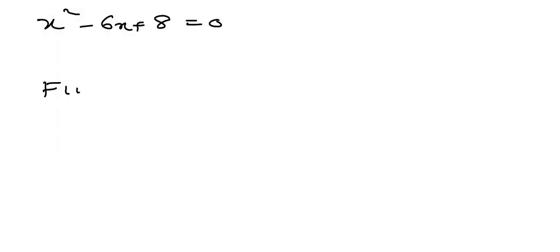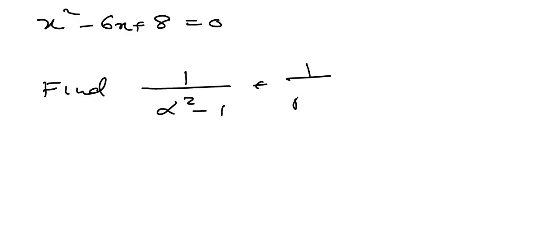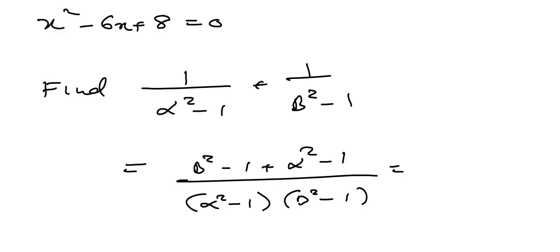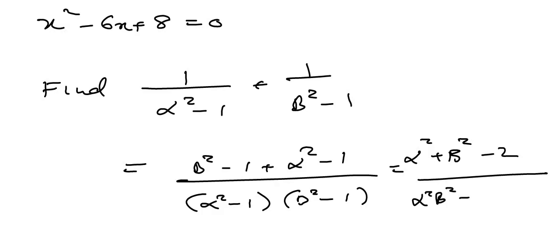If I ask you to find 1 over alpha squared minus 1, plus 1 over beta squared minus 1, we have to combine this. So the common denominator will be alpha squared minus 1 and beta squared minus 1. Then on top, you get beta squared minus 1 plus alpha squared minus 1. This will lead us to have alpha squared plus beta squared minus 2. Down, you can multiply this. This is going to be alpha squared beta squared minus alpha squared minus beta squared, then plus 1.